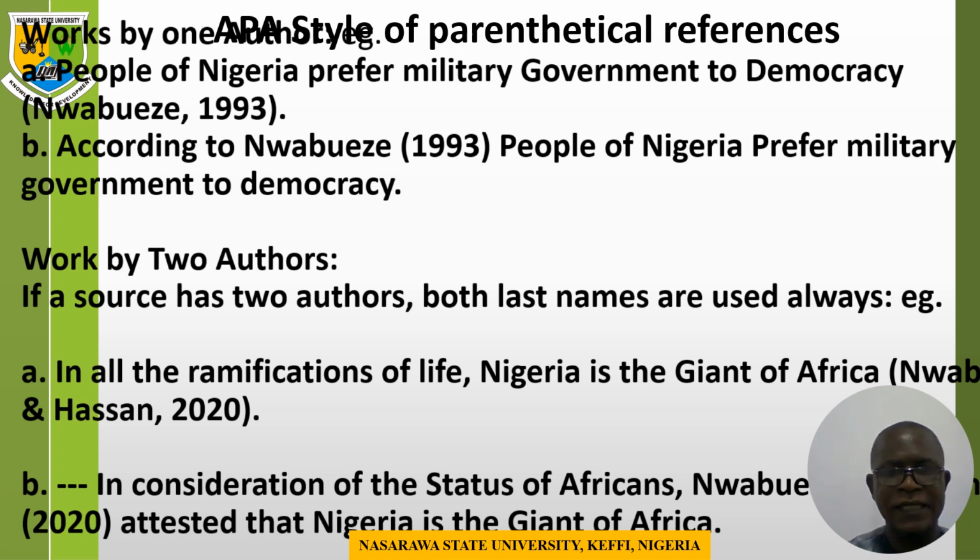If you want to cite work by 2 authors, both last names are used always. For example, in all the ramifications of life, Nigeria is the giant of Africa. Then you quote Wabweze and Hassan. That is their surname, followed by comma and the year 2020 in bracket.